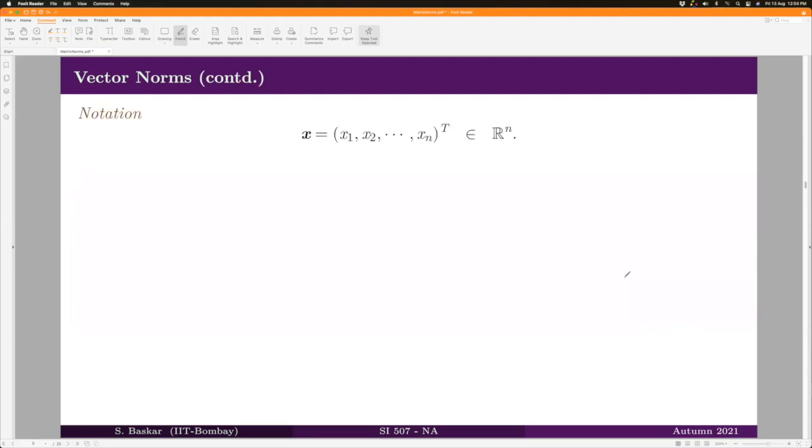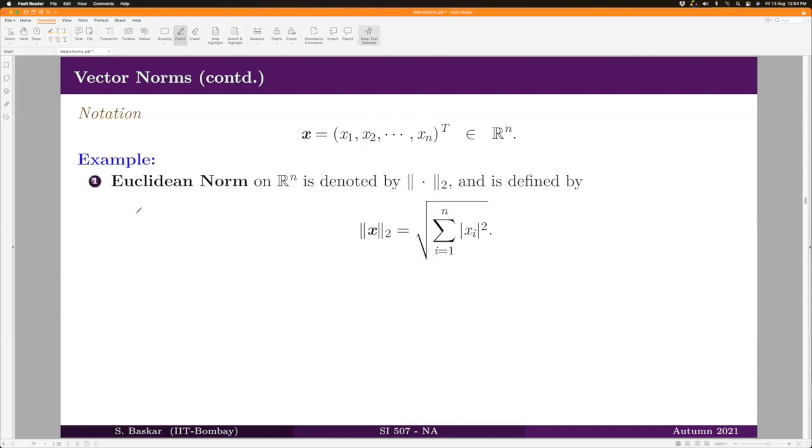Let's see some examples. As usual, we will always denote the vector x in Rn with the components x1, x2 up to xn, and generally it is a column vector. But in the vector norm context, it is not important. When we go further into the matrix calculations, there it matters. Here it doesn't matter. The first example is our familiar one, that is the Euclidean norm.